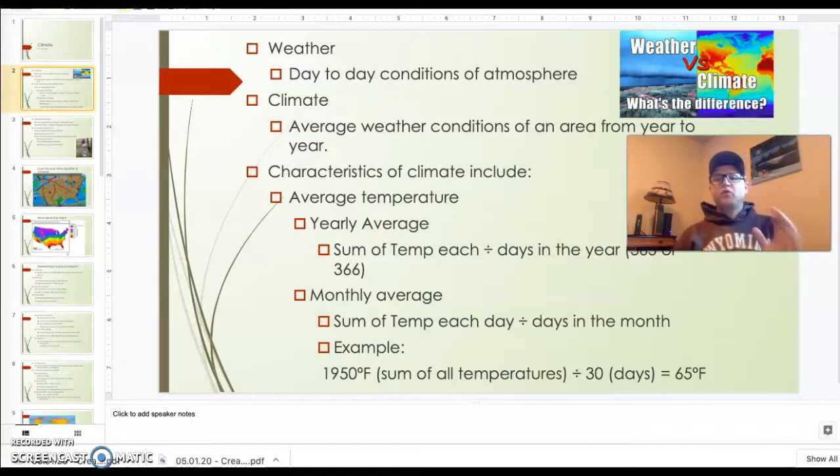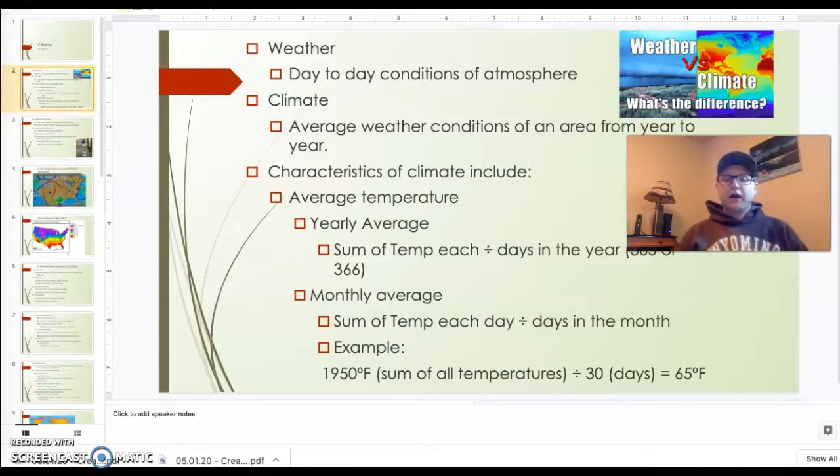The difference between weather and climate is that climate is the average weather conditions from year to year or even longer than that. So usually when people talk about the climate of an area, they're talking about the long-term average. So like maybe over 30 or 50 years. So some things people talk about when they talk about climate are like the average temperature.